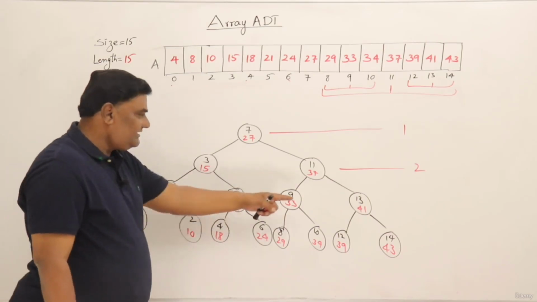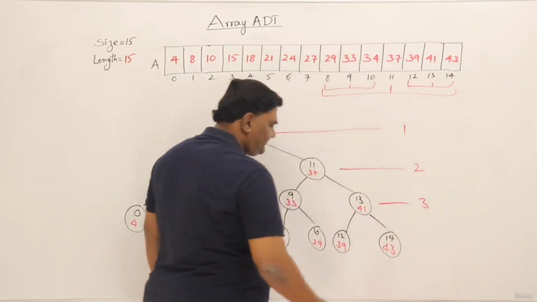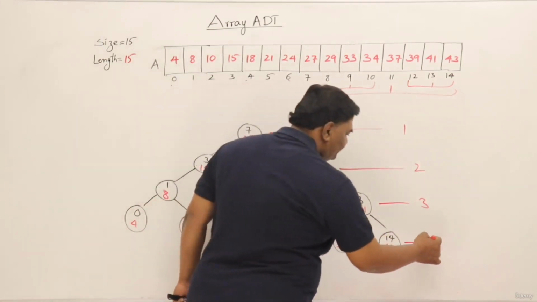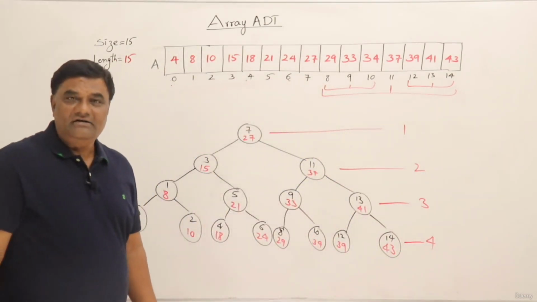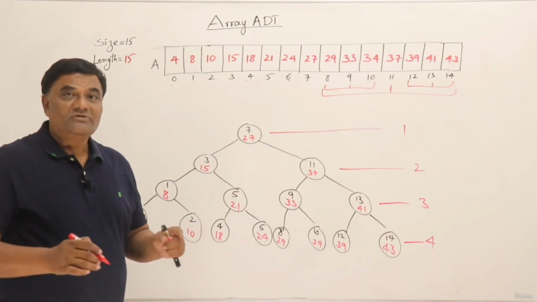These elements which are at level 3 will be found in 3 comparisons. And these elements will be found in 4 comparisons. So maximum how many comparisons are required? 4 comparisons are required for searching, not more than 4.